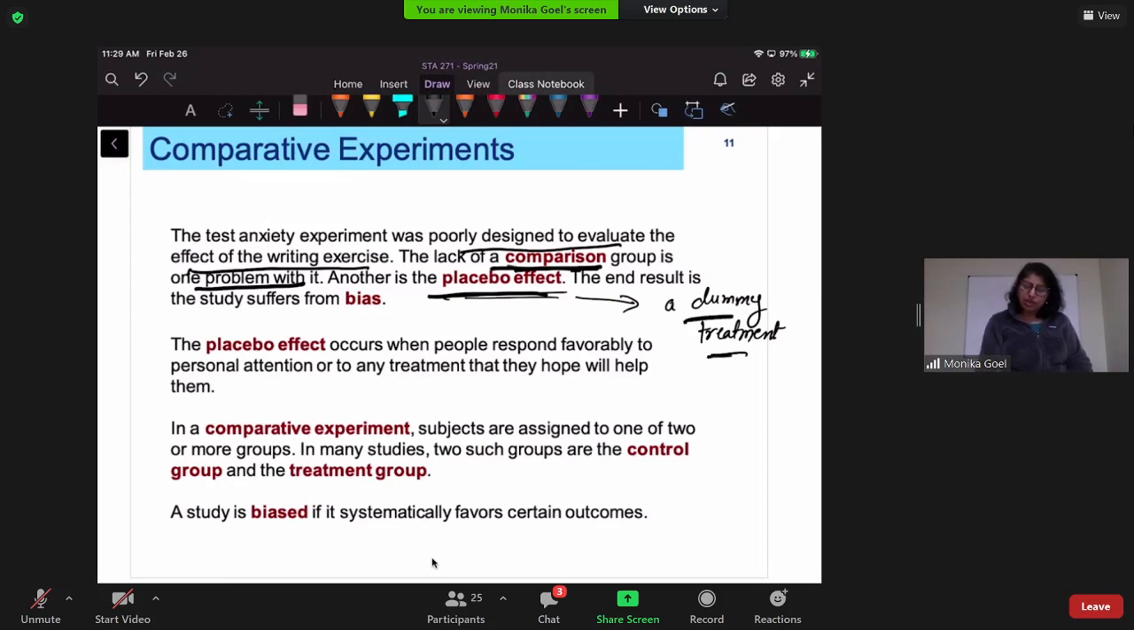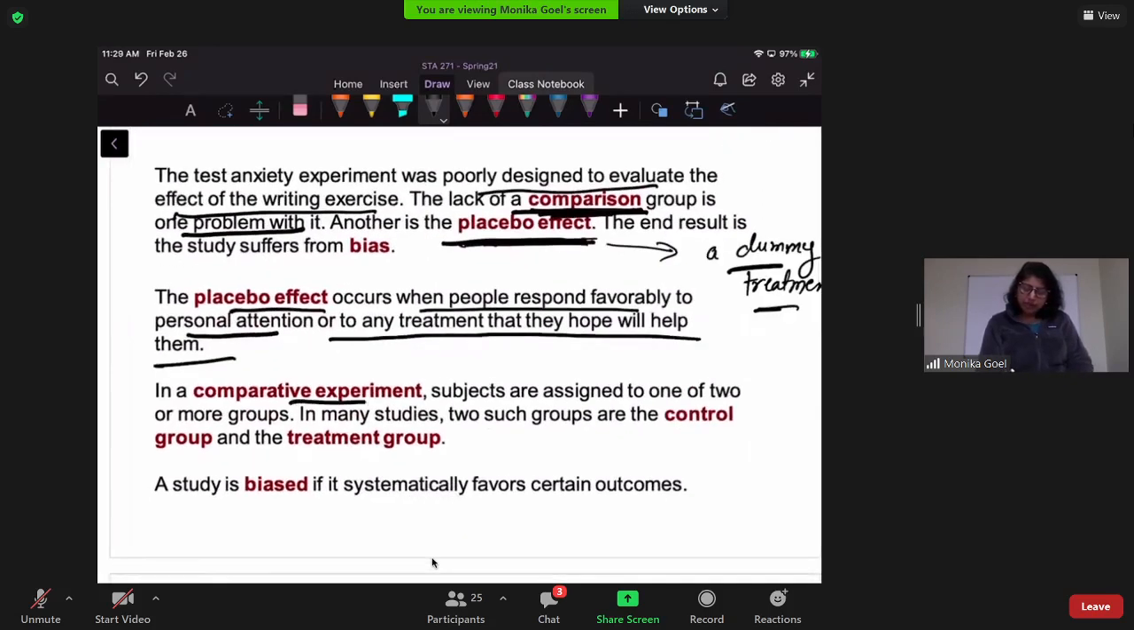So when we talk about the study on the previous slide about the writing exercise, it is poorly designed because we are not even talking about comparison and we are not even talking about the placebo effect. The placebo effect occurs when people respond favorably to personal attention or to any treatment they hope will help. In a comparative experiment, subjects are assigned to one of two or more groups. In many studies, two such groups are the control group and the treatment group.